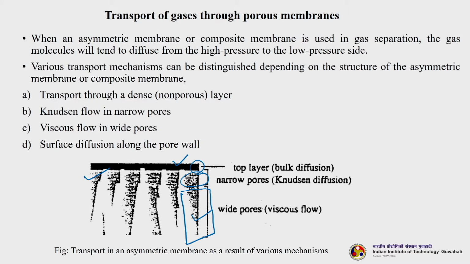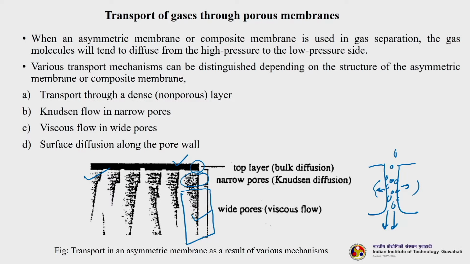And then there is another thing that also happens, which is called surface diffusion, along the pore wall. Let us say this is a particular pore wall, and the permeates are passing like this. It will happen that they get attached to the surface, then they will slowly diffuse, and later on they may diffuse to this side also, depending upon the structure here. So, surface diffusion cannot be ruled out.